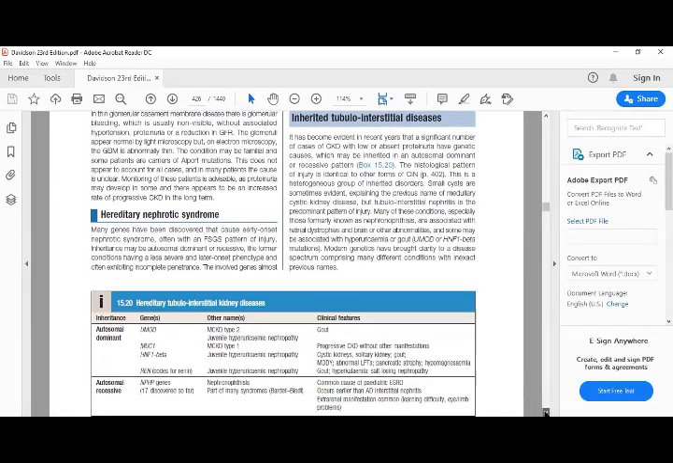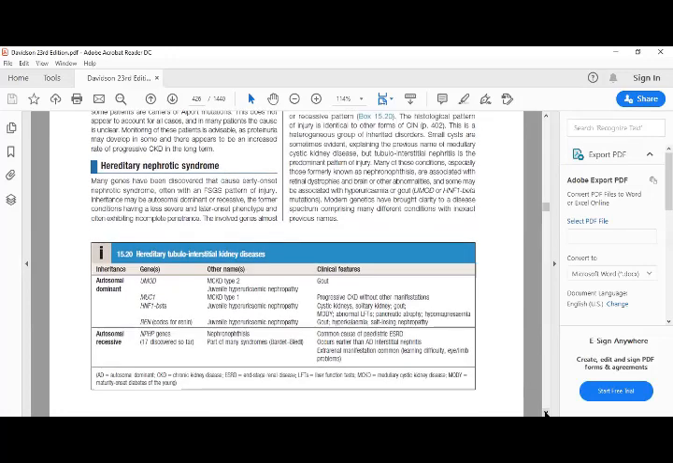Hereditary tubulointerstitial diseases are autosomal dominant and autosomal recessive. Autosomal dominant genes are UMOD, MUC1, HNF1 beta and REN. Medullary cystic kidney disease type 2, juvenile hyperuricemic nephropathy. Clinical features are gout and progressive CKD without other manifestations, juvenile hyperuricemic nephropathy.